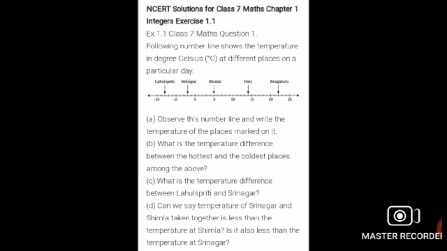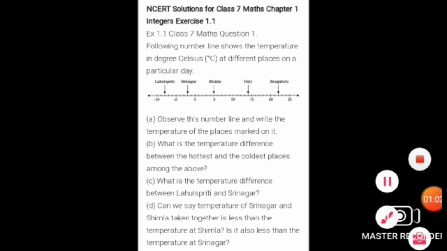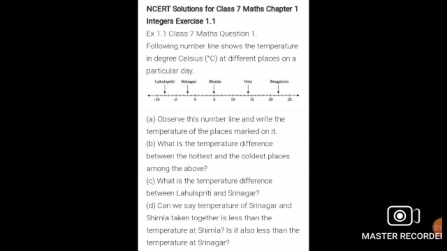Second question. What is the temperature difference between the hottest and the coldest places among the above? C. What is the temperature difference between Lahul Spiti and Srinagar? D. Can we say temperature of Srinagar and Simla taken together is less than the temperature at Simla? Is it also less than the temperature at Srinagar? Let us find out the solution one by one.